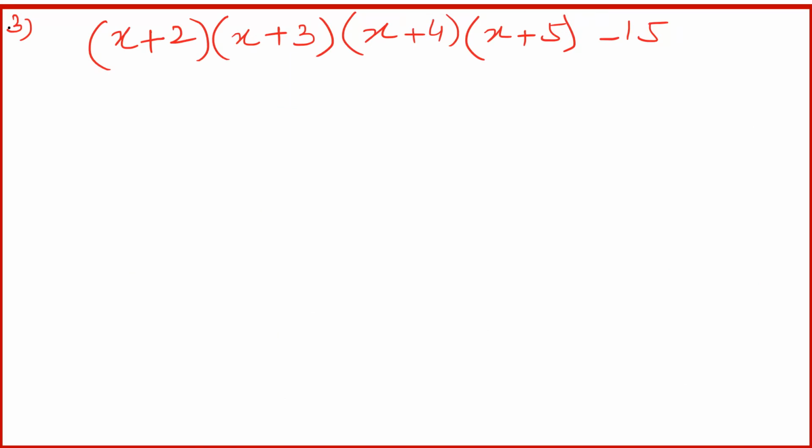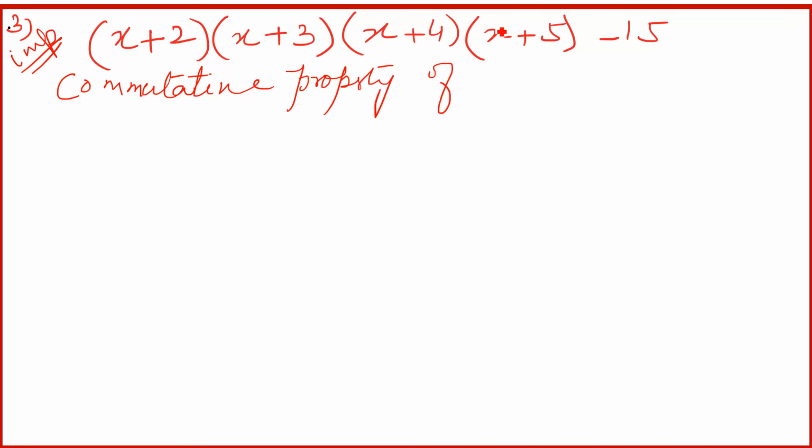Okay, next question. The next question is x plus 2 multiplied by x plus 3 into x plus 4 into x plus 5 minus 15, and you have to do factorization. Again, I'm going to write down important, but I will try my best to make it easy for you. Here we are going to use the commutative property of addition.